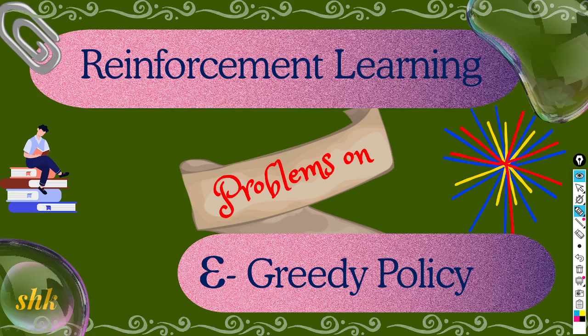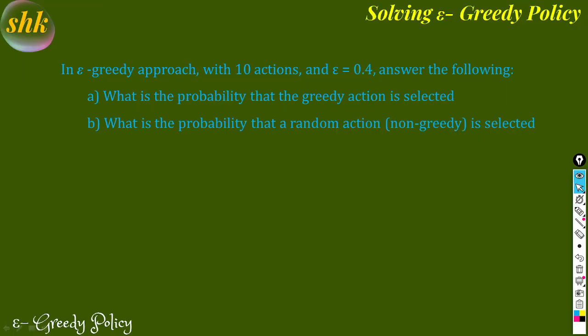Today we will see problems related to epsilon-greedy policy. The problem statement is: in a greedy approach with 10 actions and epsilon equal to 0.4, answer the following. What is the probability that the greedy action is selected, and what is the probability that a random action, which is non-greedy, is selected?